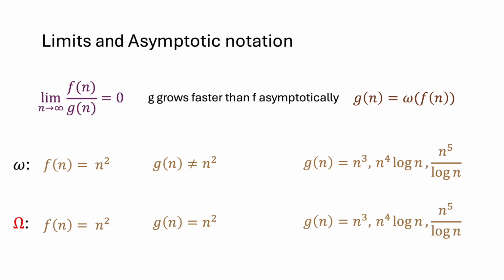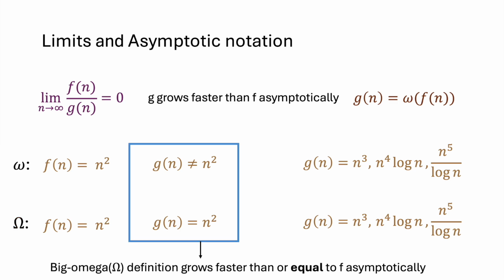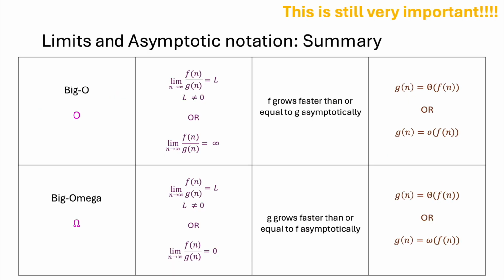On the other hand, big omega means g grows faster than, or the same as, f. This also means that the difference between small omega and big omega is just that g of n can asymptotically equal f of n for big omega, and g of n cannot asymptotically equal f of n in small omega. Now our table for big O and big omega is complete.